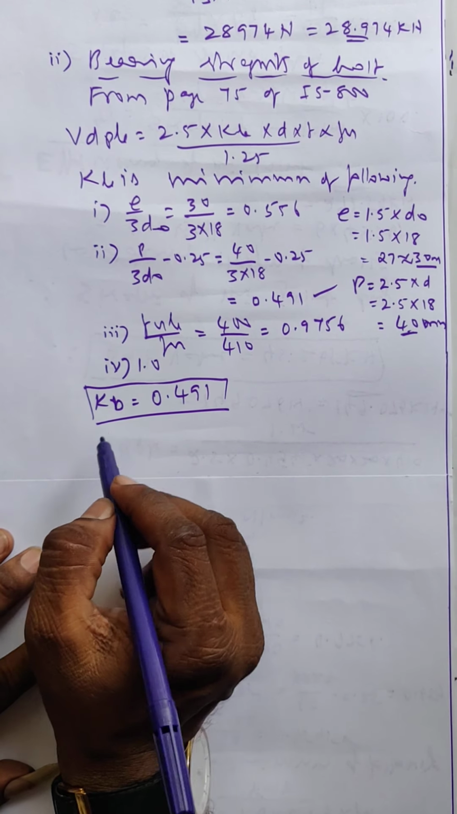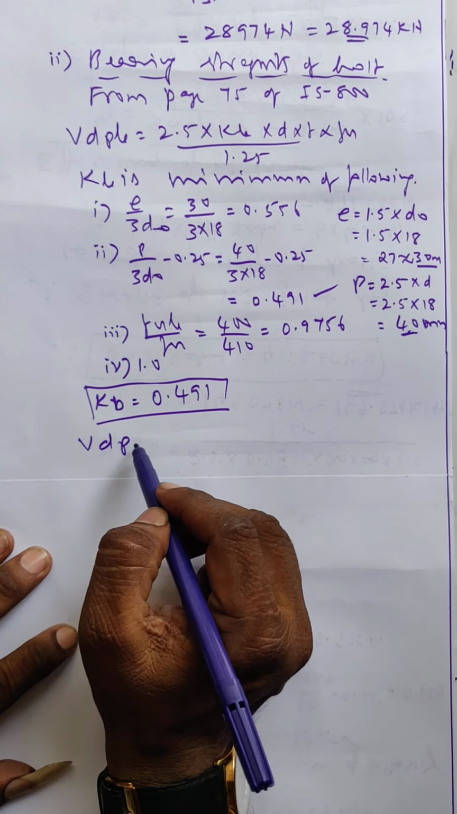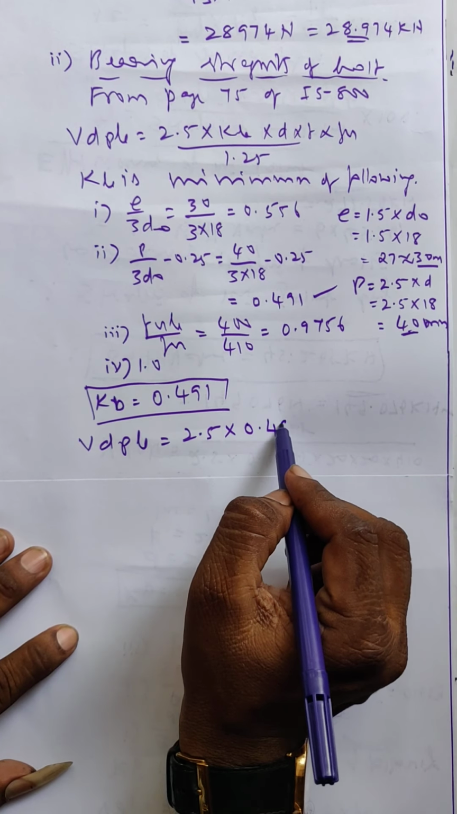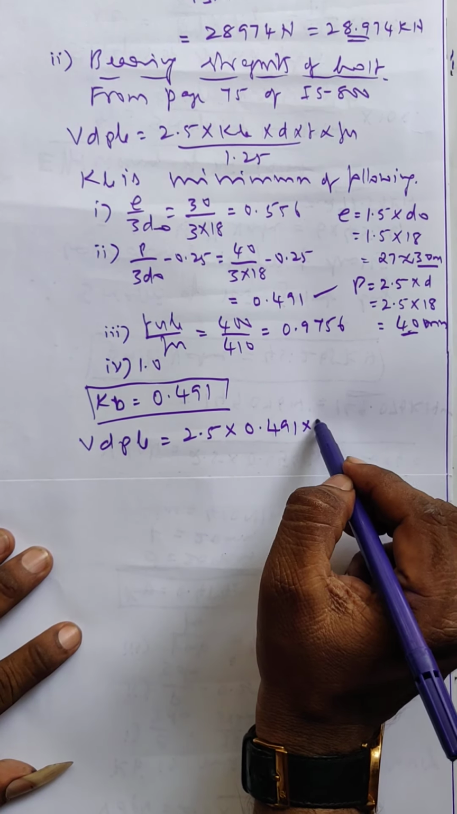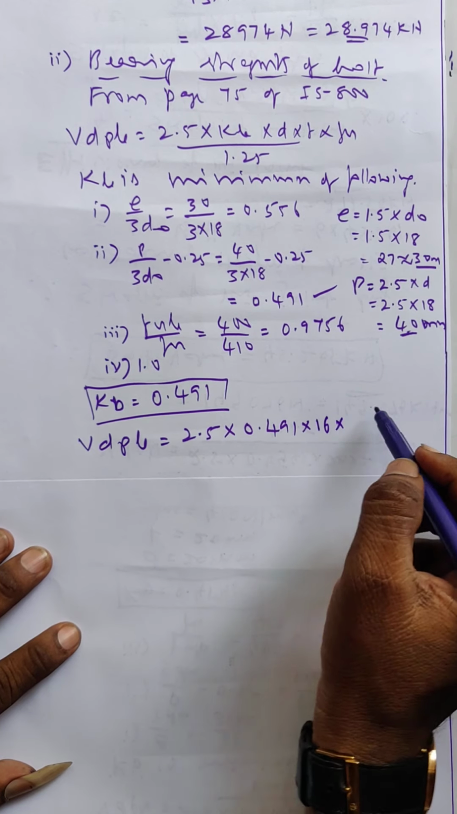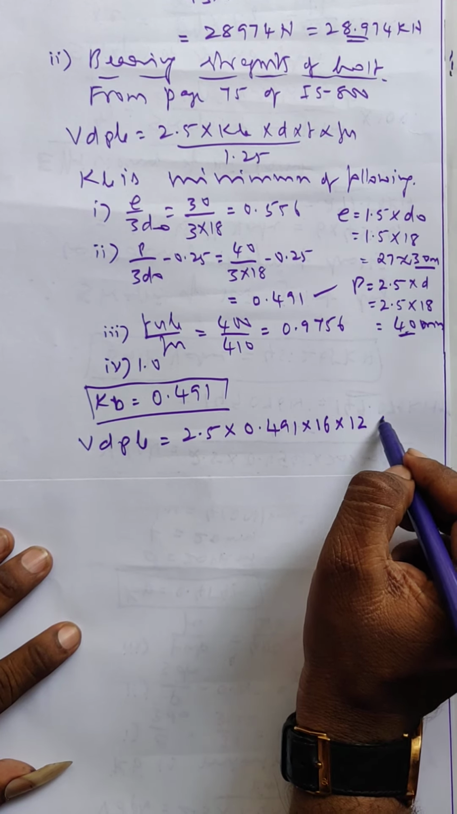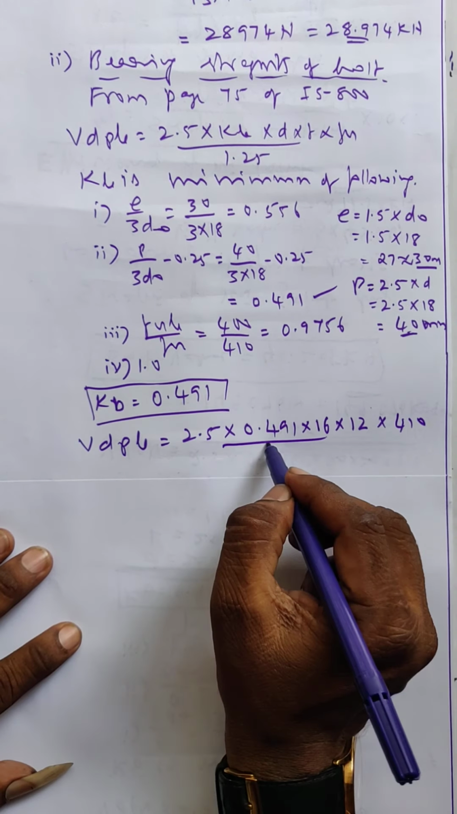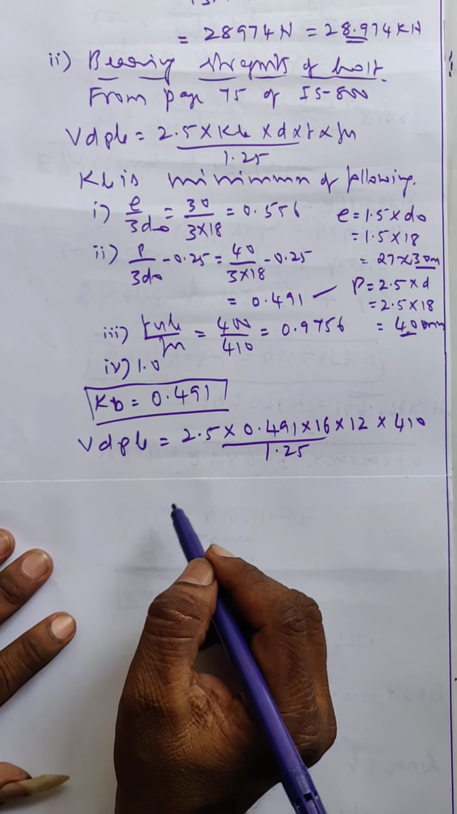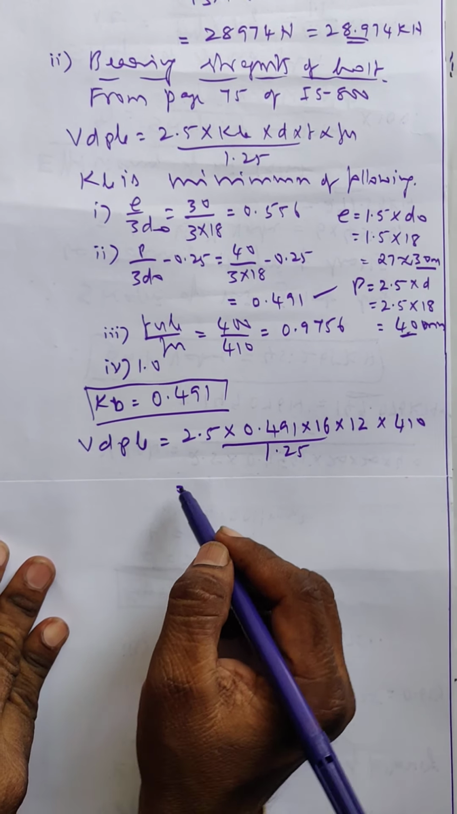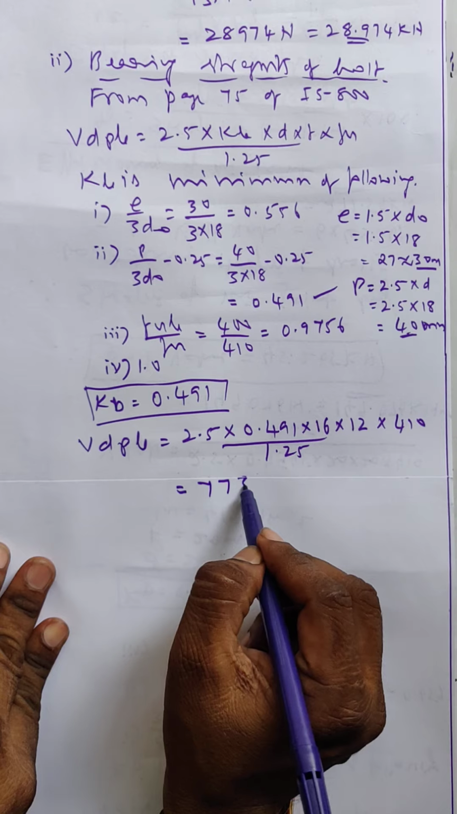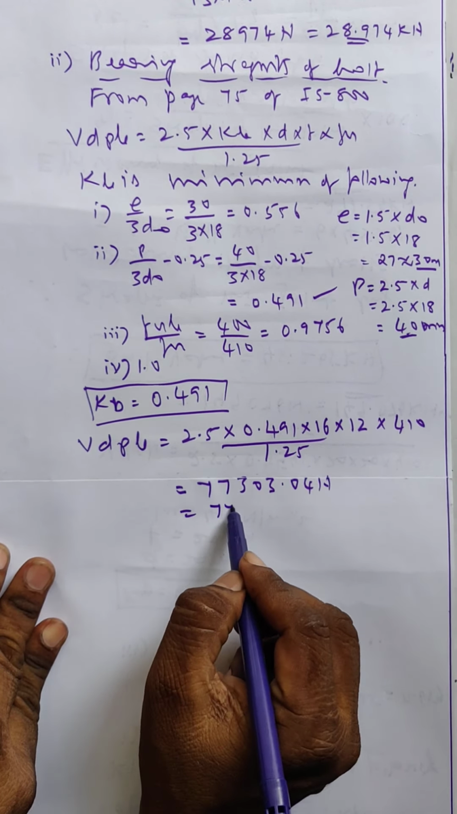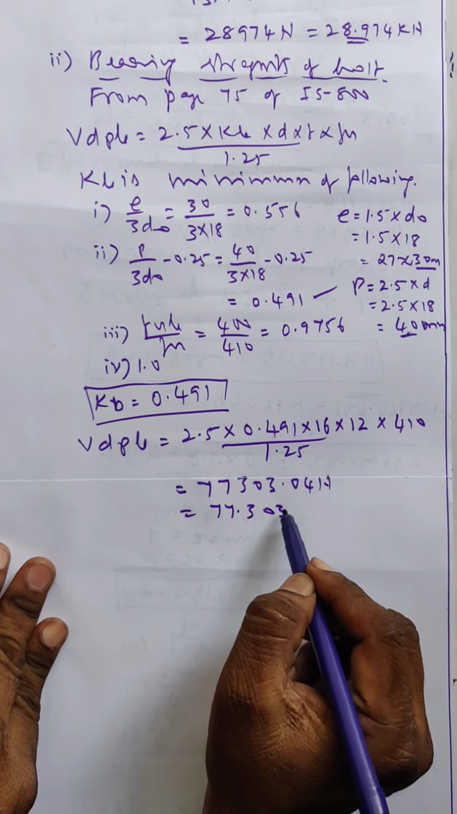Now I am calculating the VDPB, or bearing strength of the plate, equals 2.5 into 0.491 into D, which is 16 mm diameter of the bolt, T is minimum thickness of the plate 12 mm, then FU for the plates 410 divided by 1.25, that is gamma MA. We got 77,303.04 Newton, that is equal to 77.303 kilonewton.